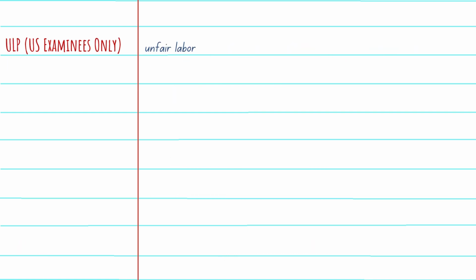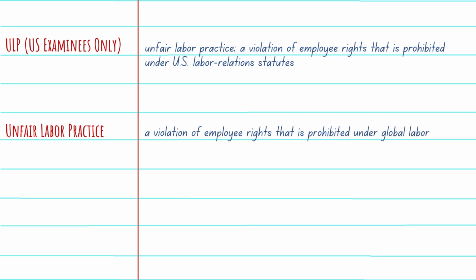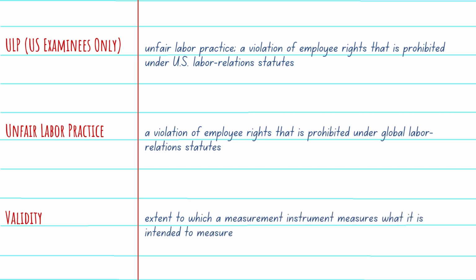ULP stands for unfair labor practice, which is a violation of employee rights that is prohibited under U.S. labor relations statutes. An unfair labor practice is a violation of employee rights that is prohibited under global labor relations statutes. Validity is the extent to which a measurement instrument measures what it is intended to measure.